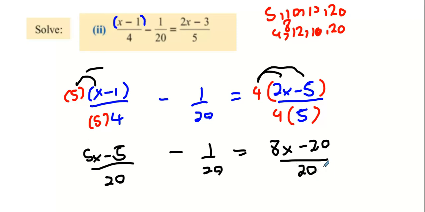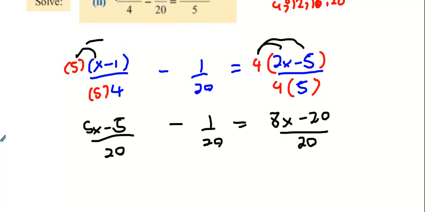Now, what we're going to do here, guys, is because there's 20s on both sides, this means that they cancel, because there's divided by 20 on both sides. Now it's 5x. Now minus 5 minus 1 is 5x minus 6. You can check your calculator. Equals 8x minus 20.